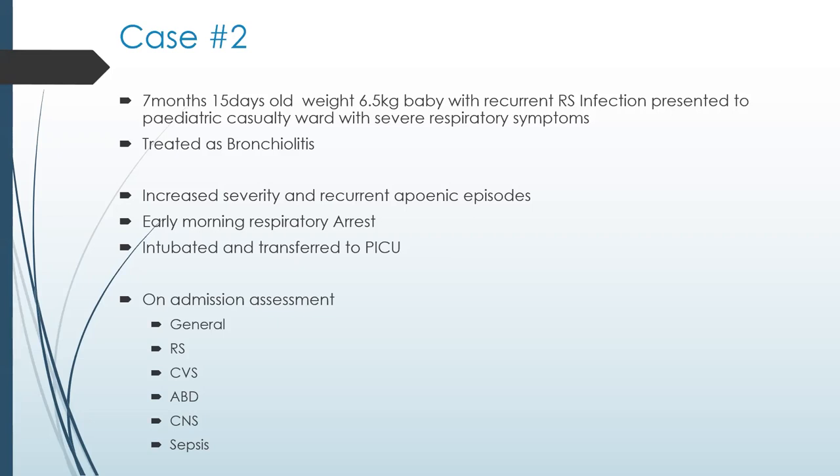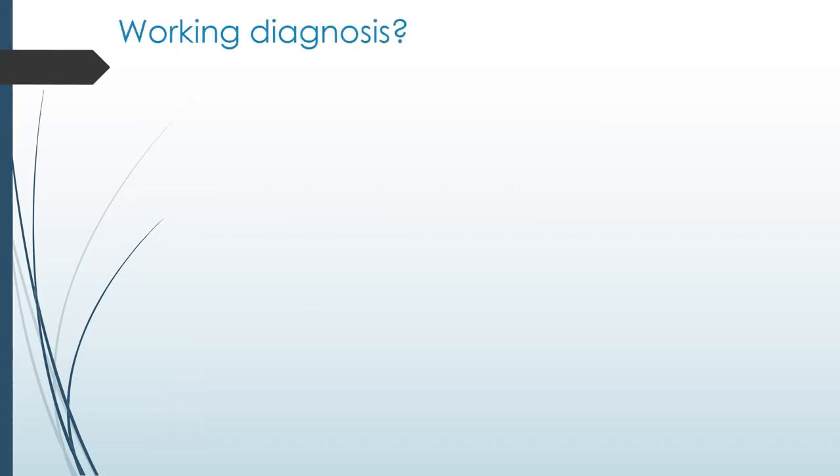Sepsis wise, the child had a high spike of fever. This fever developed after admission to hospital; the child was in hospital for more than 48 hours. What is your working diagnosis here? Bronchopneumonia with bronchospasm with left to right lesion.